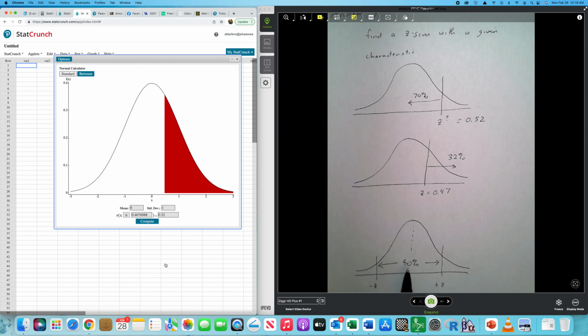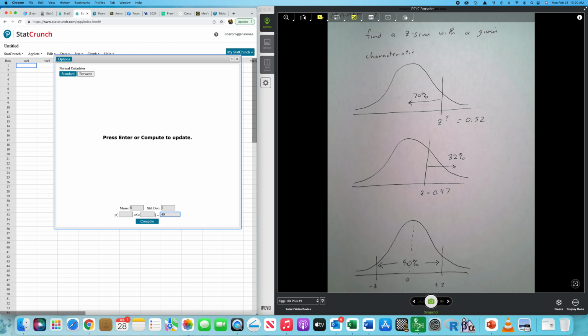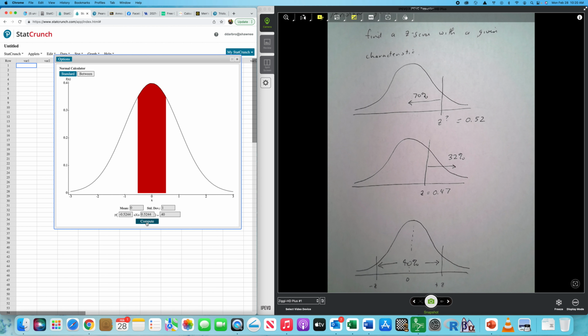But let's say we want to find the one that has 40% between it. It should make a little bit of sense that we go to between. We have 0 and 1, again, the standard deviation. The area I need is 0.40. Remember, never use the percentage in calculation. 0.40, so the difference is negative 0.52 and positive 0.52. I hope you find this as easy as I think it is for you to learn.